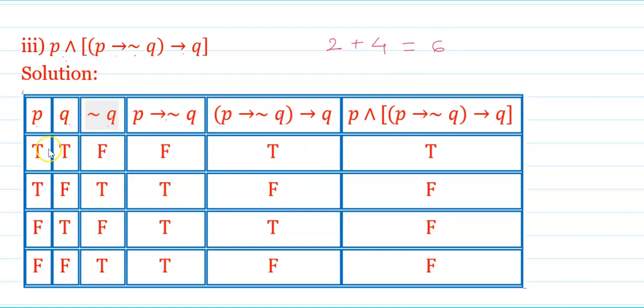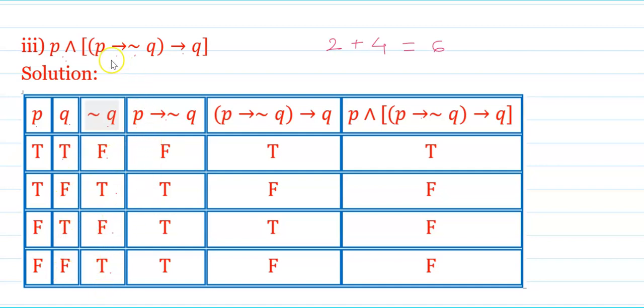What do we need to prepare? We need P. That is a double T, double F. Q means what? TF, TF. Which negation do we need? Negation of Q. Negation of T is F. Negation of F is T. Negation of T is F. Negation of F is T.